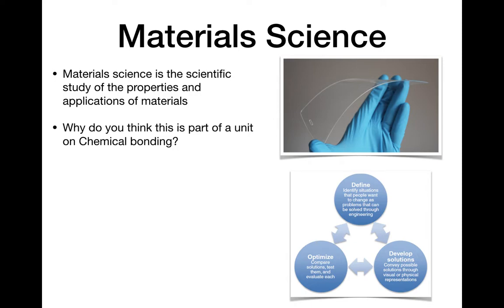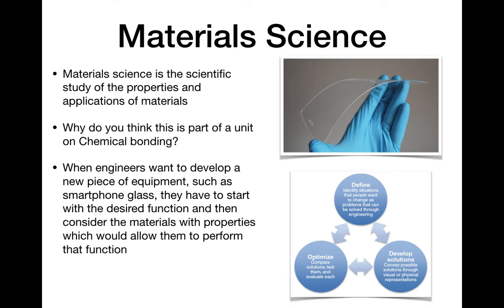So we're looking at an example here, how this is applied. When engineers want to develop something new, such as smartphone glass, they have to start with the function they're trying to meet, and then think about the materials that have the properties that could allow them for that function, and then test those materials. So for example, here's smartphone glass. It's actually glass. It's quite flexible.